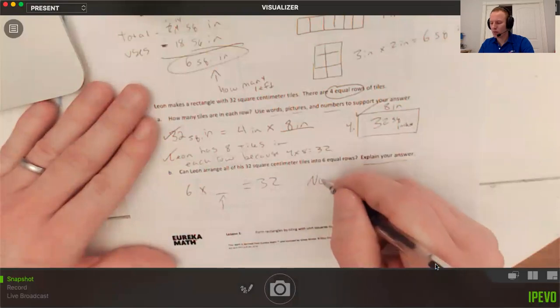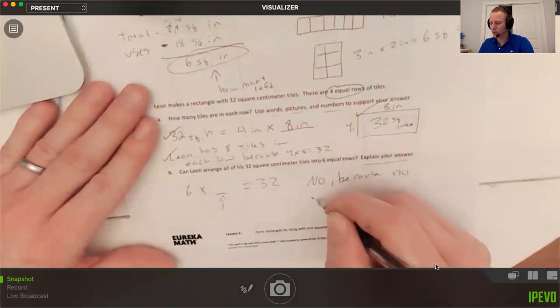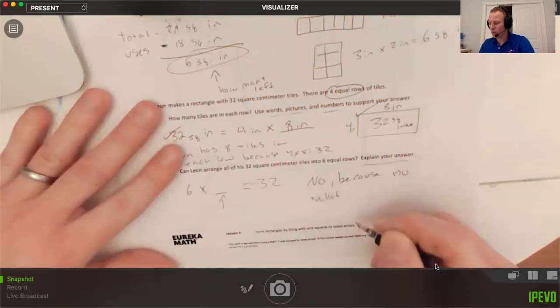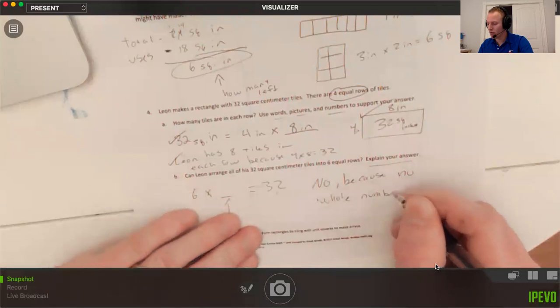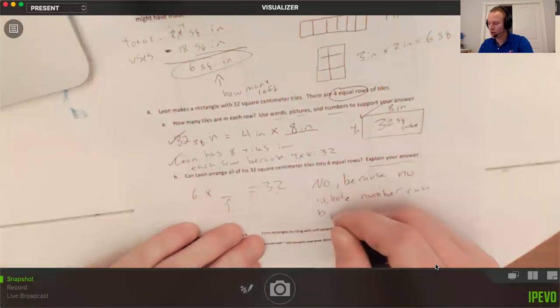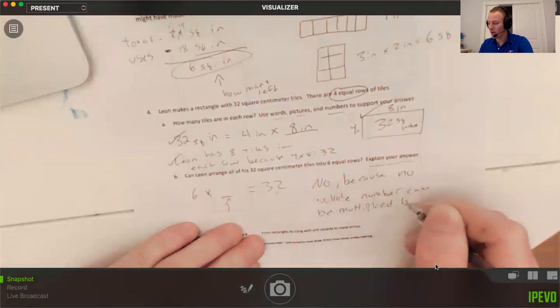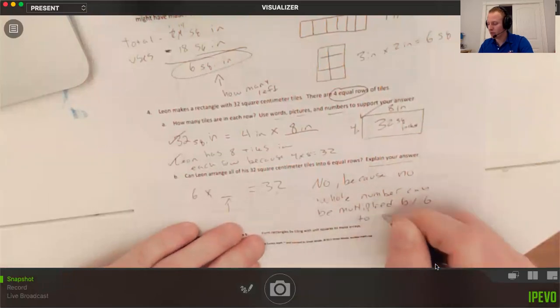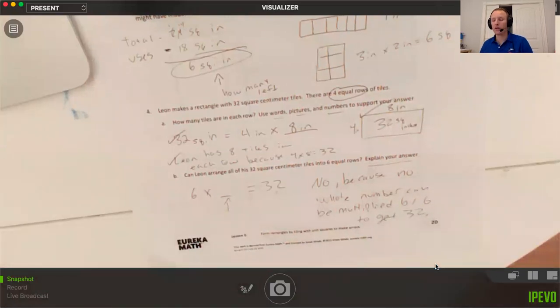So no, because no whole number can be multiplied by 6 to get 32, right? You can get 30, you can get 36, you get 24, get 42, but you can't get 32. And that's how you would solve a problem like that.